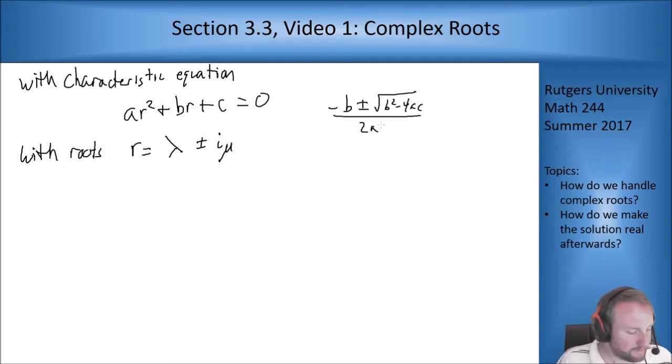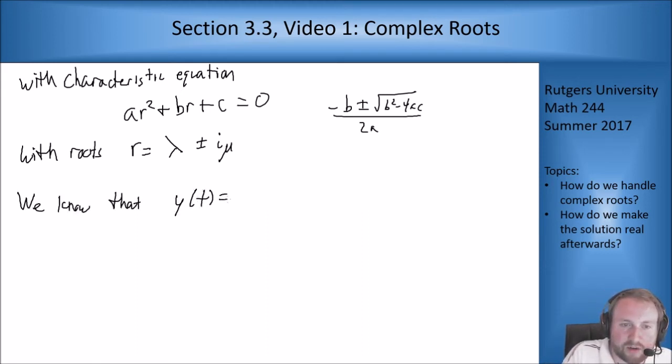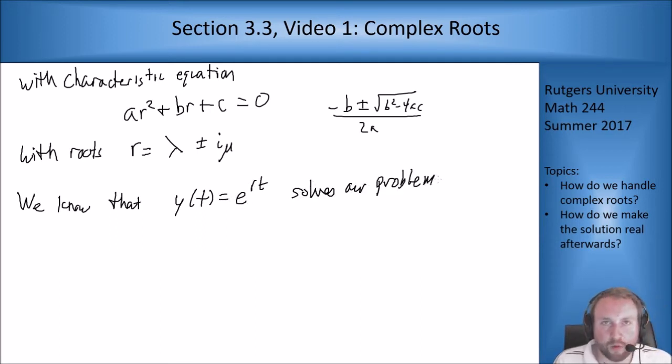Now, from how we derived this characteristic equation, we know that y of t equals e to the r t solves our problem. But the question comes down to, what is that function? What is e to the r t in the case that r is a complex number? And this is where we're going to use Euler's formula.